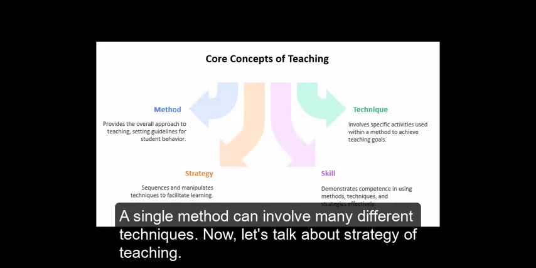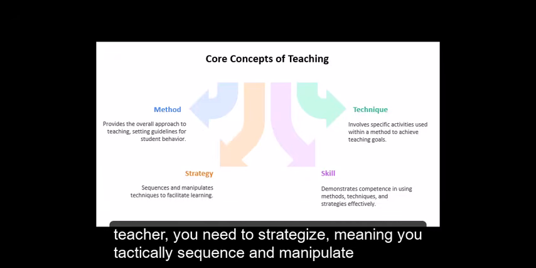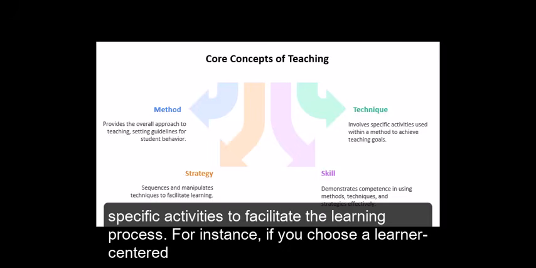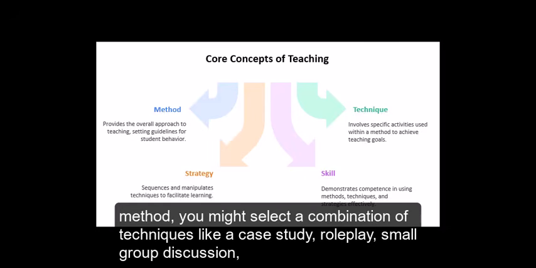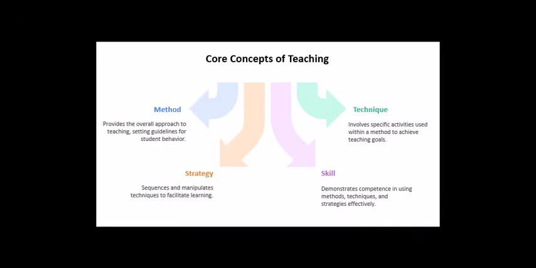Now, let's talk about strategy of teaching. This is about the sequencing and manipulation of your chosen techniques and their activities during a lesson. As a teacher, you need to strategize, meaning you tactically sequence and manipulate specific activities to facilitate the learning process. For instance, if you choose a learner-centered method, you might select a combination of techniques like a case study, role play, small group discussion, brainstorming, or a demonstration, and then you'd decide the best order to use them.